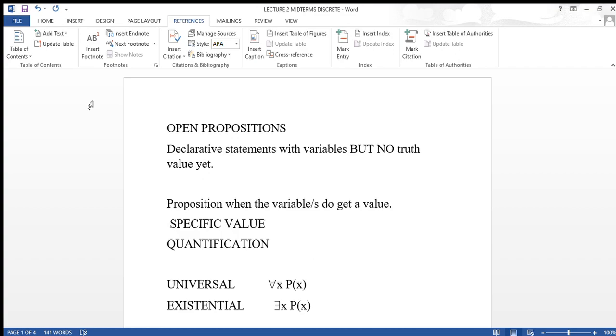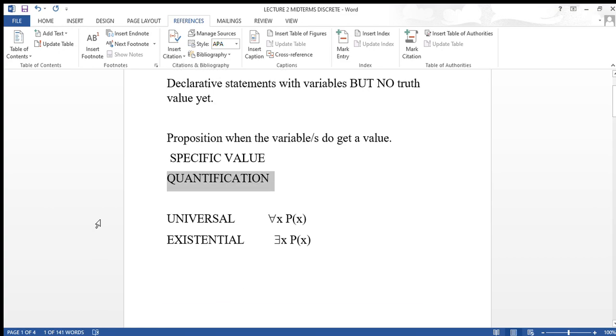And this open proposition can now be converted into a proposition when the variable or variables get their respective values. And there are two ways of doing that. One is by assigning a specific value for our variable, or we can use quantification. We have given some examples on assigning a specific value. Of course, that is very simple. You just assign a specific value for the variable involved.